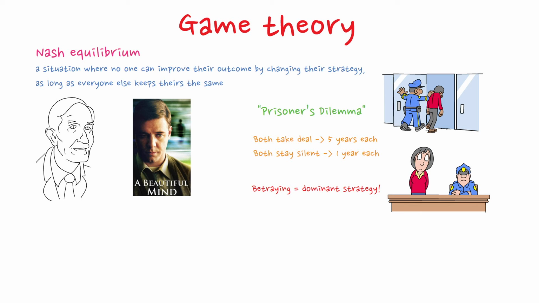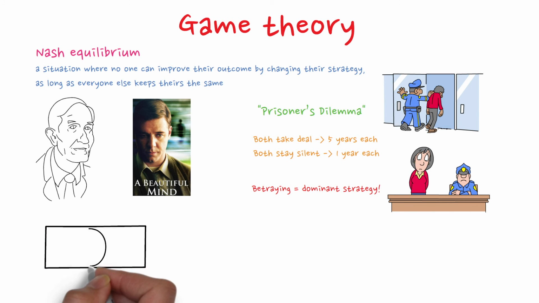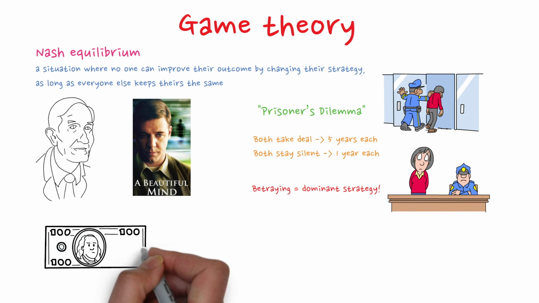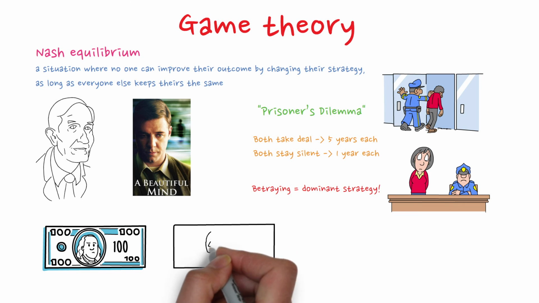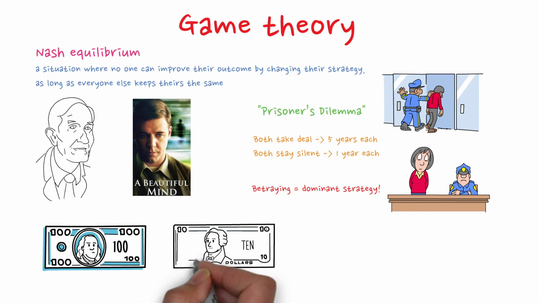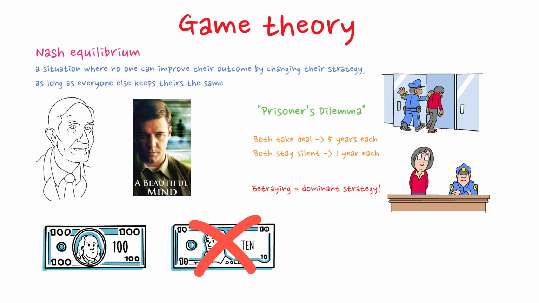Imagine two people splitting $100. One person proposes the split, say $90 for me and $10 for you. The other person can accept or reject it. If they reject, neither gets anything. What would you do? Game theory says take the $10. It's better than zero. But in real experiments, people often reject unfair offers, even at a cost to themselves. Fairness, it turns out, is a powerful force.